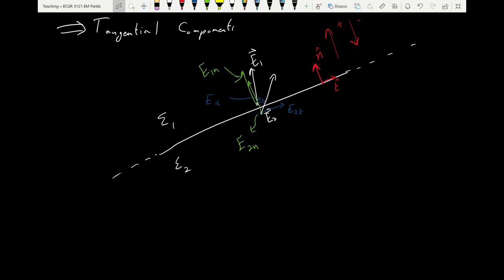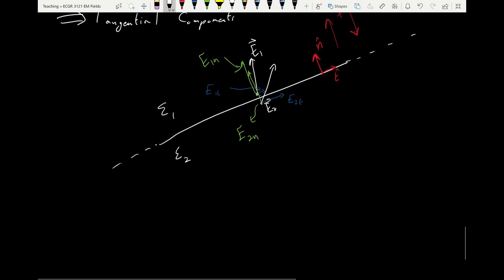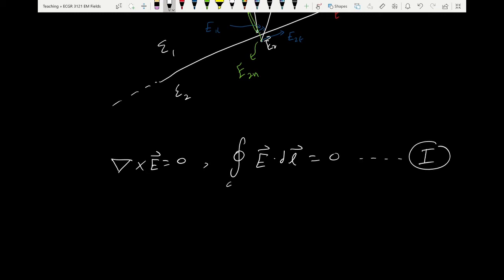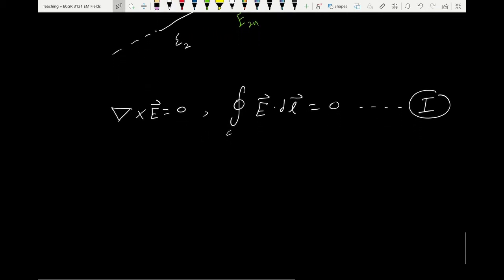Okay, so starting with the tangential component, what can we do to figure out what happens to it? Well, we can apply the first postulate, which states that curl of E equals 0. This is the differential form, and the integral form is that the line integral over some curve C of E dot dl equals 0. Remember, this is the first postulate. There's a trick to applying it. So this is the interface, epsilon 1, epsilon 2. I have to select what my curve is going to be.